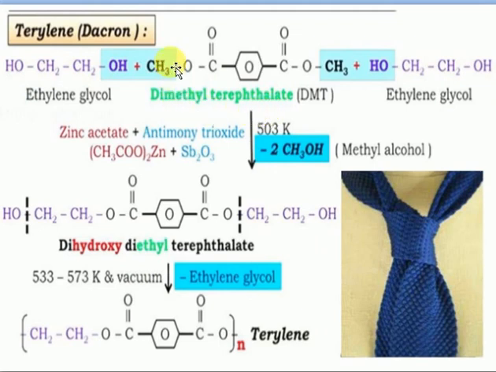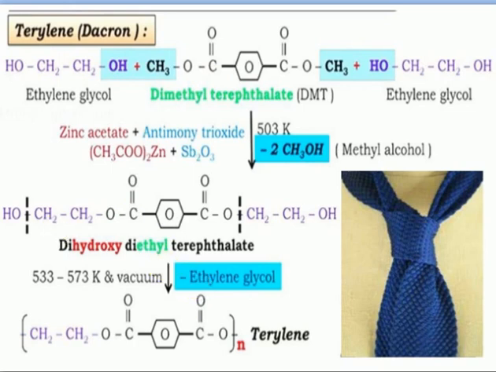Dimethyl terephthalate. What happens here? From here one CH3 group is leaving, from here one OH group is leaving. Methanol is leaving only. You can see very clearly. Whenever these both leave, an ester functional group is formed. Look, the ester functional group is formed. This process happens continuously. This is nothing but Dacron only.